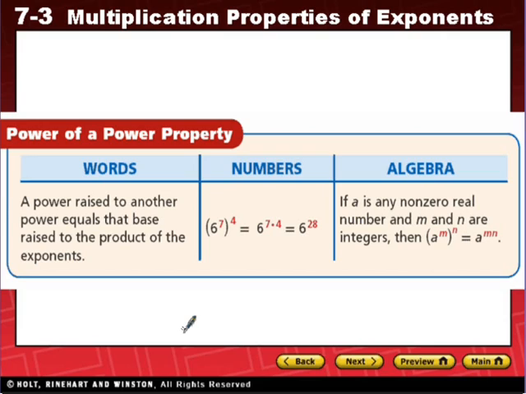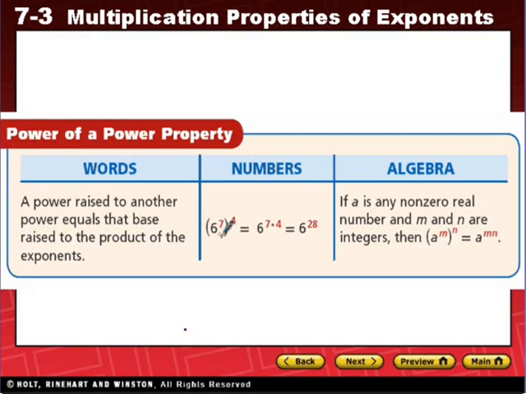When we multiply powers, we add the exponents. When we raise a power to a power, we multiply the exponents. It's a little tricky to remember. Make sure you get both the numeric and the algebraic versions down. If you need to pause the video for that, you can go ahead and do that.